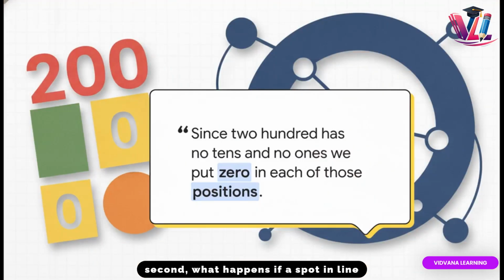But wait a second, what happens if a spot in line is completely empty? Well, that introduces the absolute superpower of the number 0. Let's say we have the number 200. It has no tens and no ones, so we put a 0 in each of those spots so we can write 200. 0 is literally the ultimate placeholder.